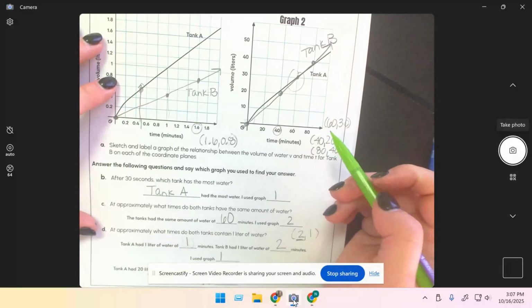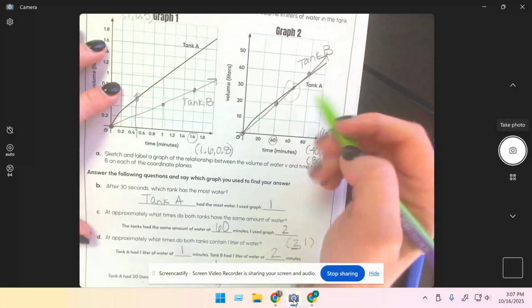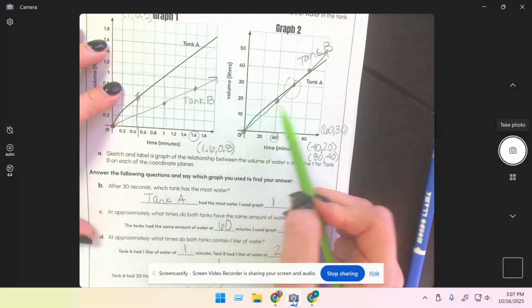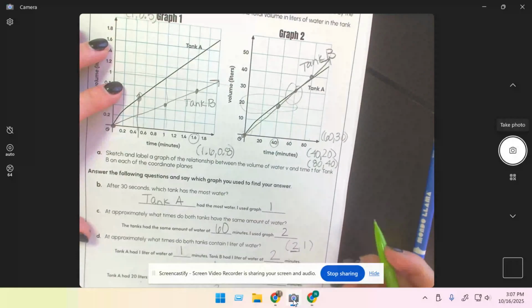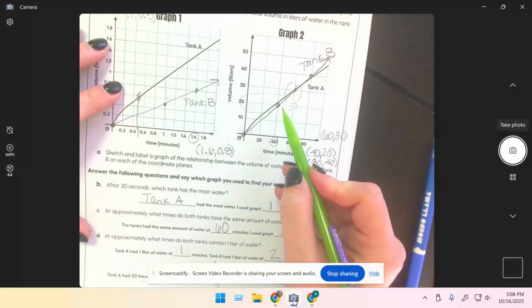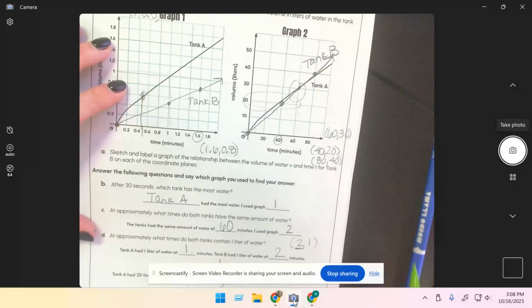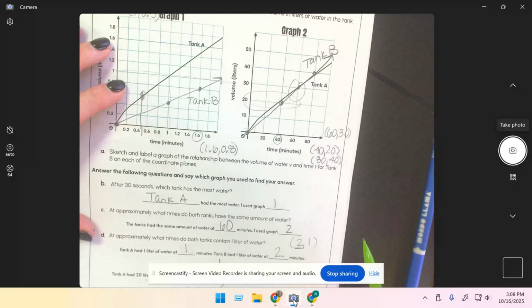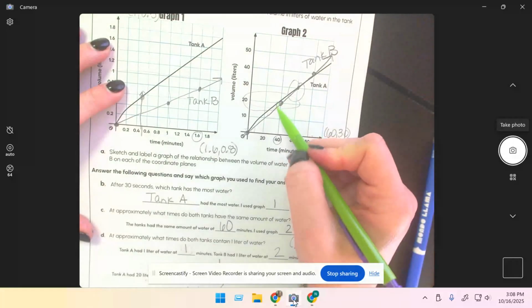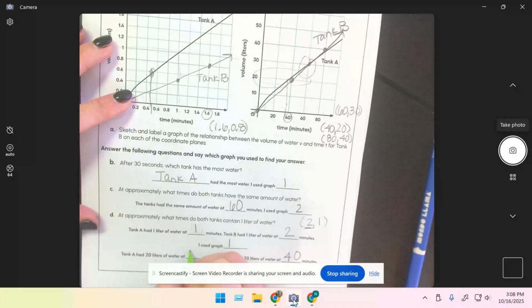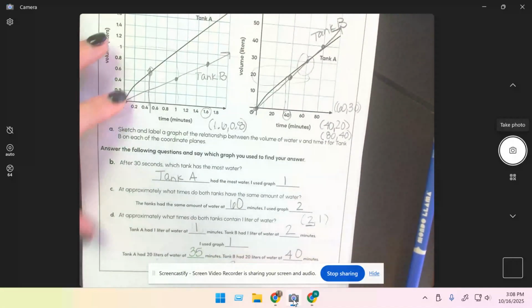So tank B, when it had 20 liters of water. So that's right here, 20 liters of water. So I'm going to say tank B is probably about 40 minutes. That's the one we drew. If you look at tank A, it's like kind of just before the 40. So I'm going to approximate that, probably like 35 minutes.